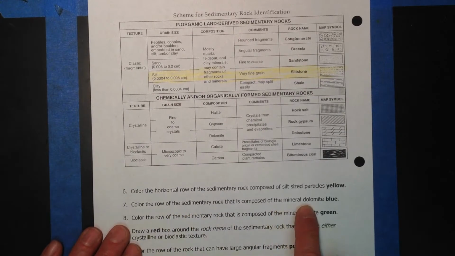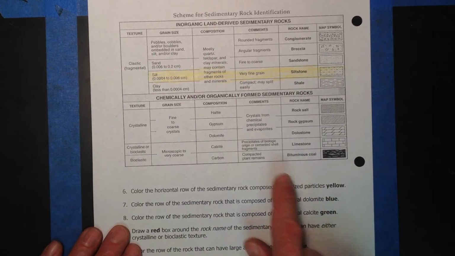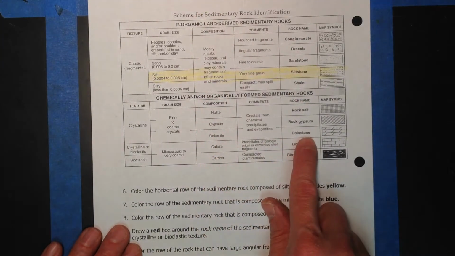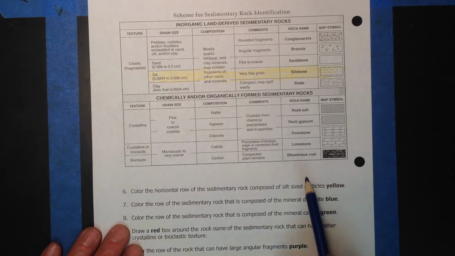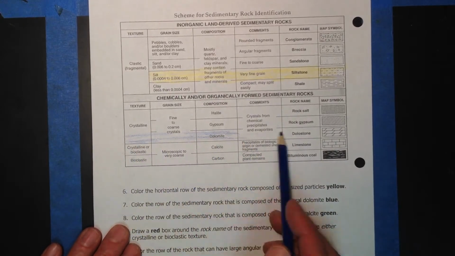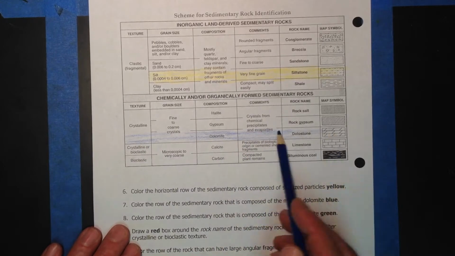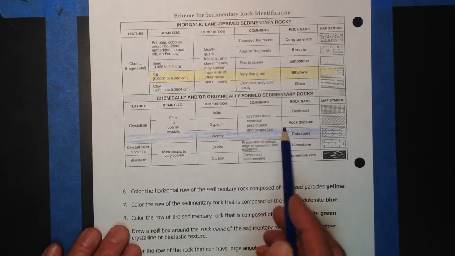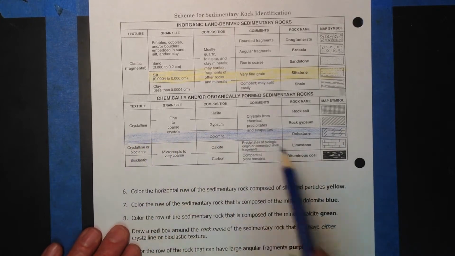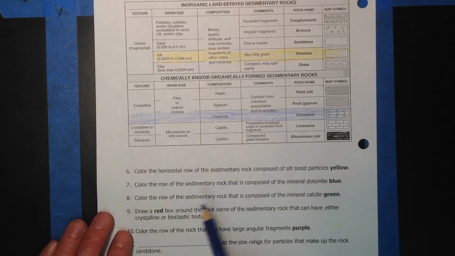Color the rock composed of the mineral dolomite blue. Composition right here. Where does it say dolomite? Here. What rock is that? Dolostone. What am I doing? The row. And I could do all of this if I would like. And there's another crystalline sedimentary rock formed by precipitation, the same way as the rock salt I mentioned in the video I recommended you watch.